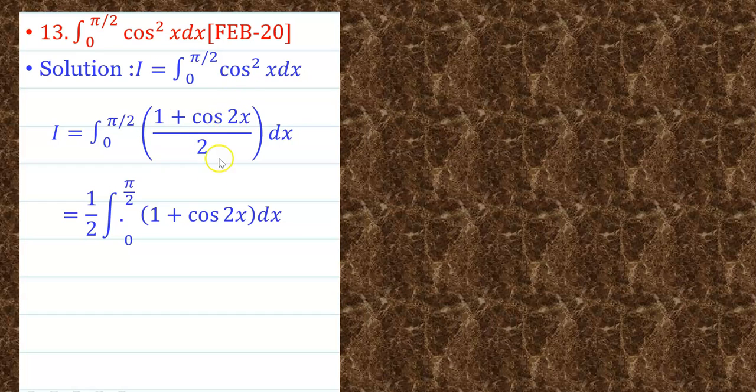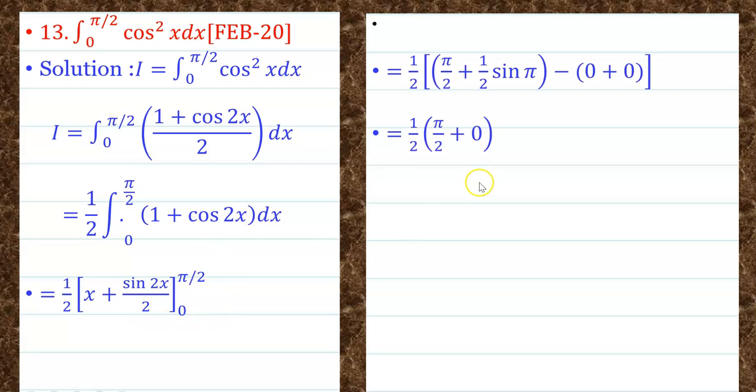Cos square x means what? 1 plus cos of 2x upon 2. Here we have taken 1 upon 2 outside. Integral 0 to pi by 2 in bracket 1 plus cos of 2x dx. Okay, the integral of 1 is x. The integral of cos of 2x is sin of 2x upon 2, from 0 to pi by 2. We will substitute the values of the upper limit and lower limit, 1 upon 2. x is replaced by pi by 2.